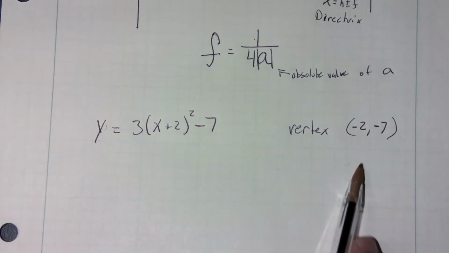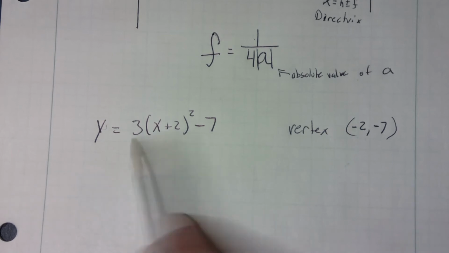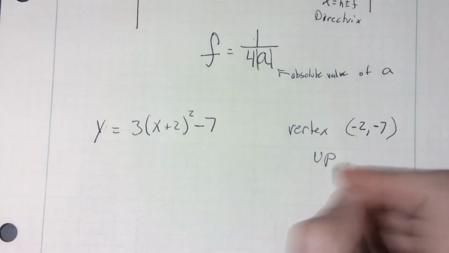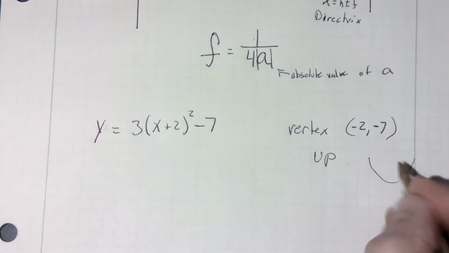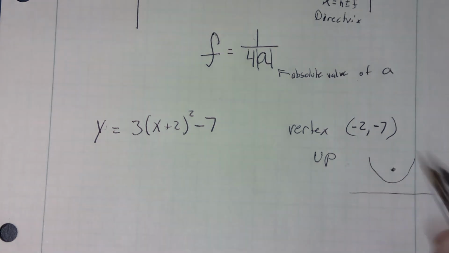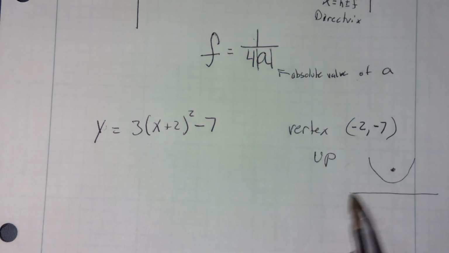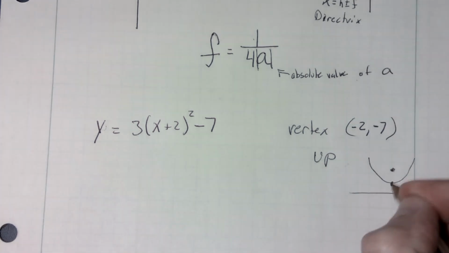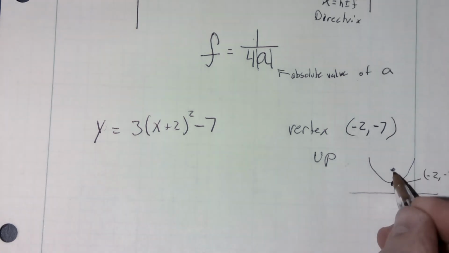So now I found my vertex. The next thing I'm going to do is ask, does this parabola open up or down? It opens up because 3 is positive. So I'm going to write over here that it opens up. I might even do a little diagram, put a focal point here and a directrix underneath. That's what it's going to look like: a parabola with a focal point inside of it and a directrix below it, where this point right here is -2, -7. Now what I need to do is find this focal length.